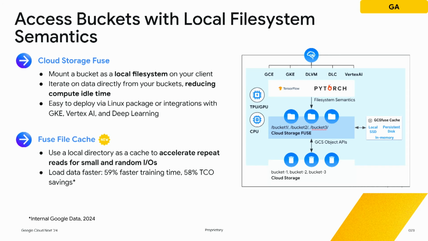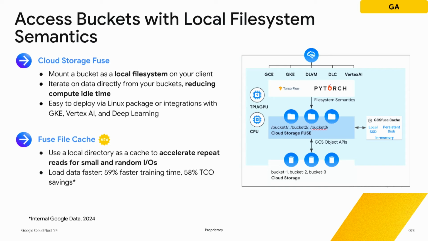We have a capability called Cloud Storage Fuse. Cloud Storage Fuse enables you to mount a bucket as a local file system on your client. So when you mount it on the client, it starts looking like folders and files, although the bucket itself is still a flat namespace. What that means is that you can iterate on the data directly from your buckets without having to download it, reducing compute idle time. And Cloud Storage Fuse is GA. It's really easy to deploy via Linux package or with integrations with products like GKE, Vertex AI, and deep learning.